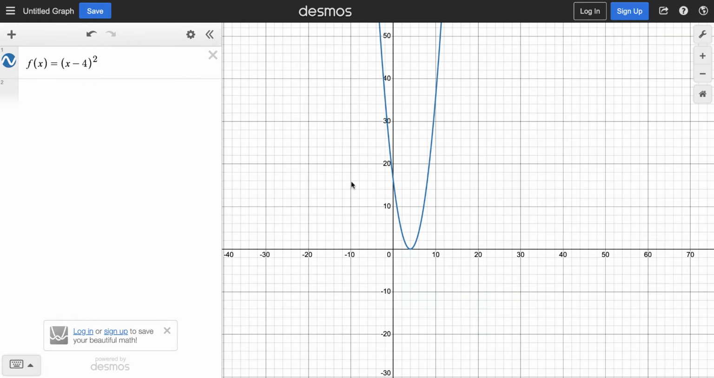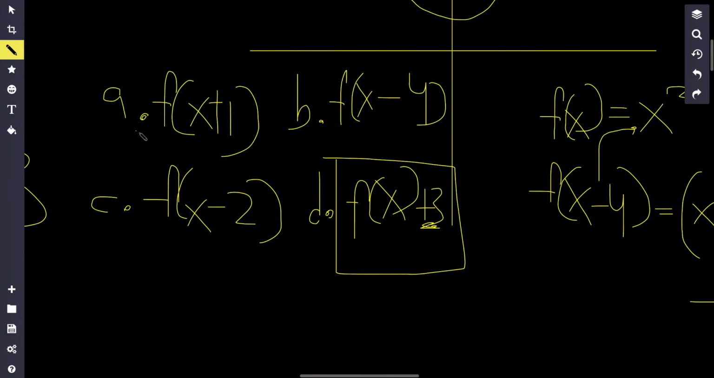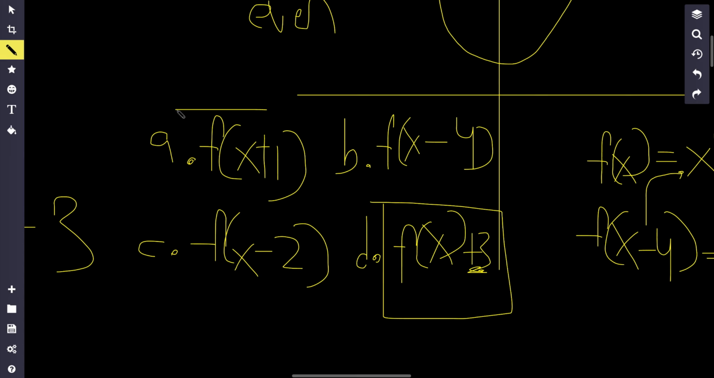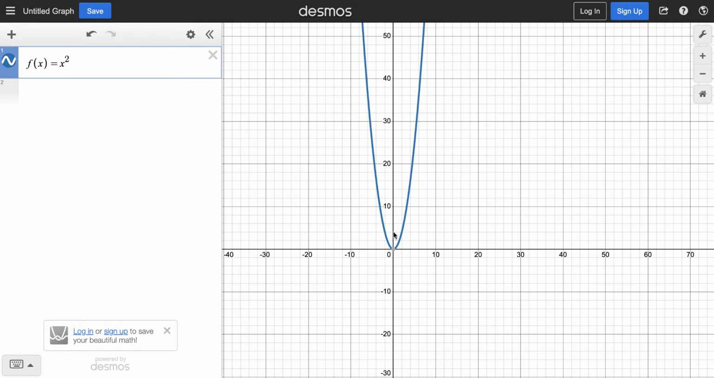And notice how the function isn't symmetrical anymore. Because you moved it 4 units to the right, it's not symmetrical anymore. The same goes for all of these other answer choices. If I move my function 1 unit to the left, it's not going to be symmetrical anymore. So, a reminder: if you have an even function, moving it up or down still makes it even, but moving it left or right doesn't make it even anymore.